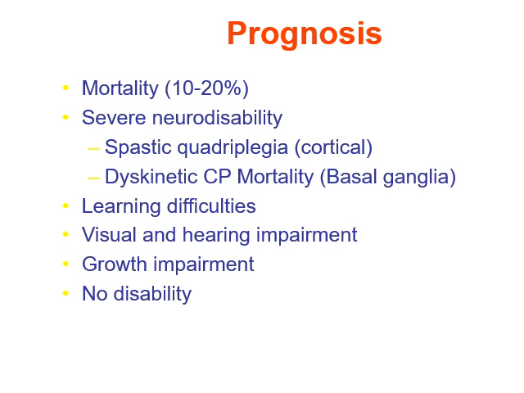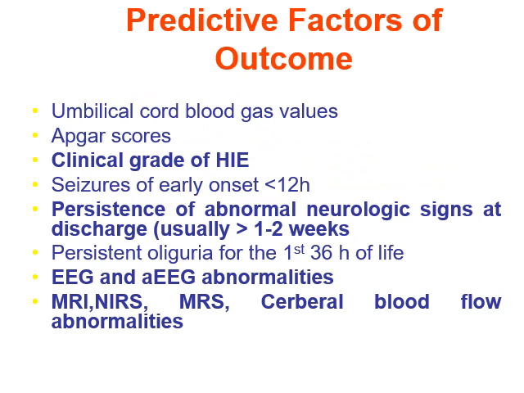What about the prognosis? Of course, the prognosis will differ from mortality in the first line to no disability in the last line. In between, there may be severe neurodisability. Affection of the cerebral cortex will lead to spastic cerebral palsy and spastic quadriplegia, or dyskinetic if the basal ganglia are affected, leading to learning difficulties, visual and hearing impairment, and growth impairment.